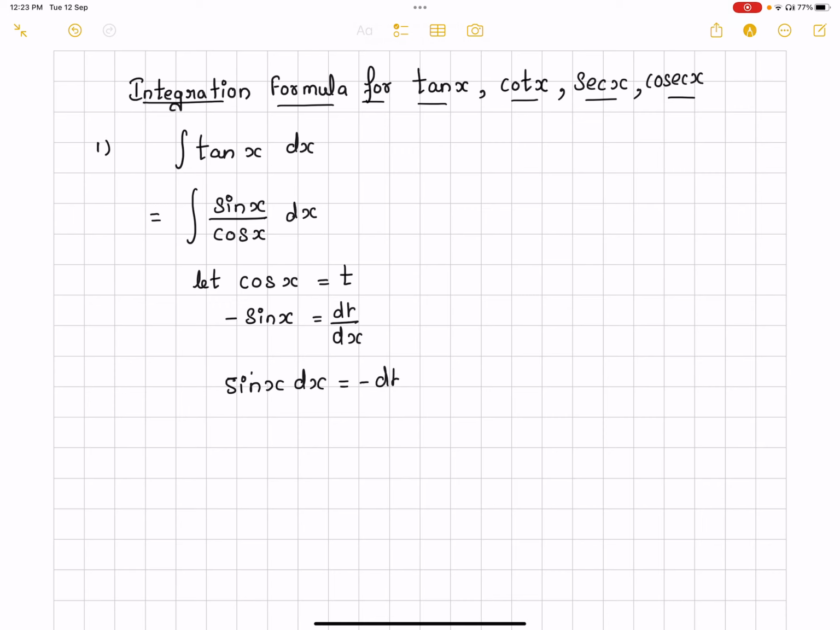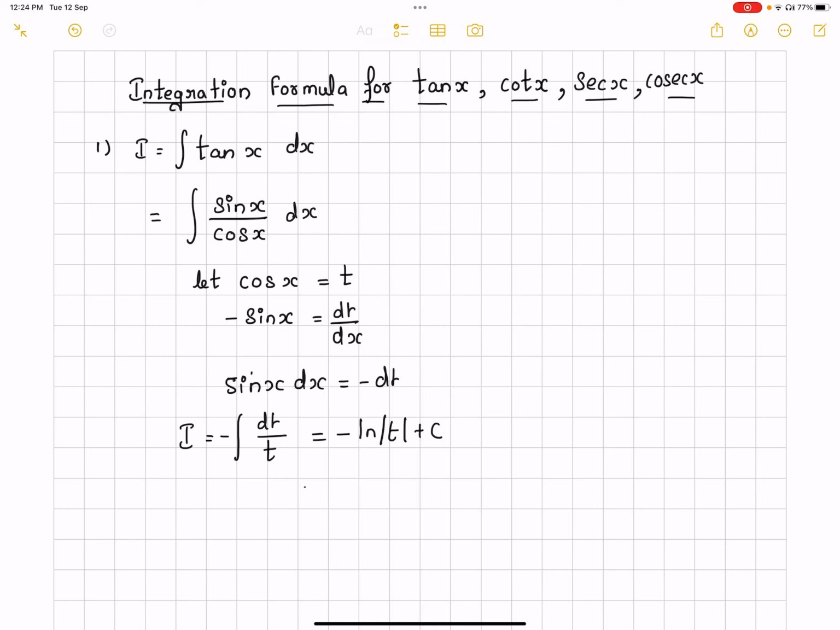Now I'm changing the problem entirely. I'm considering this as I is equal to, from variable x, I'm going to change it to variable t. So now the question is getting changed. Just observe where you have t, you have it in the denominator. Cos x comes in the denominator, and then sin x dx becomes minus dt. So it is going to be minus ln of mod t after integration plus c.